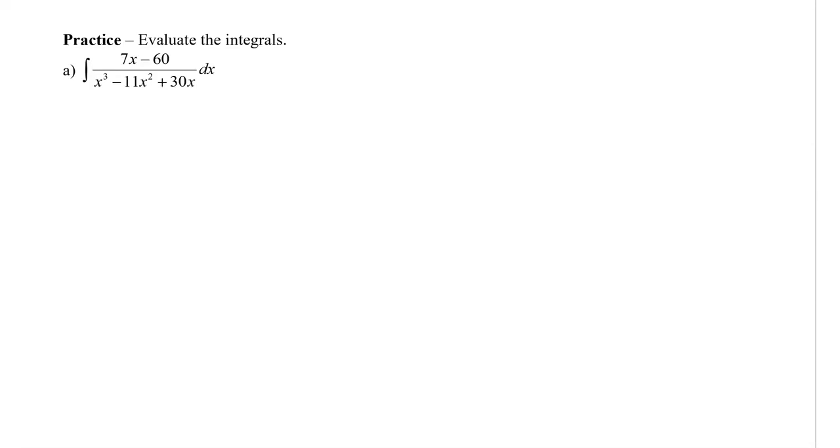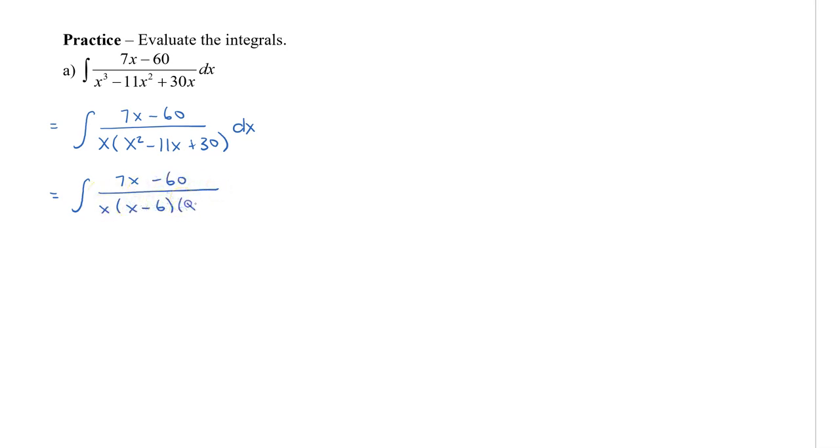In this video, I'm going to show you another example of using partial fractions to evaluate an integral. In this one, we have a cubic on the bottom, so we're going to have to factor, but luckily we can see that x is a common factor in all of the terms of the denominator. So we're going to factor out the x, and we get x squared minus 11x plus 30 dx, and then we can still factor this denominator to be x minus 6 and x minus 5 dx.